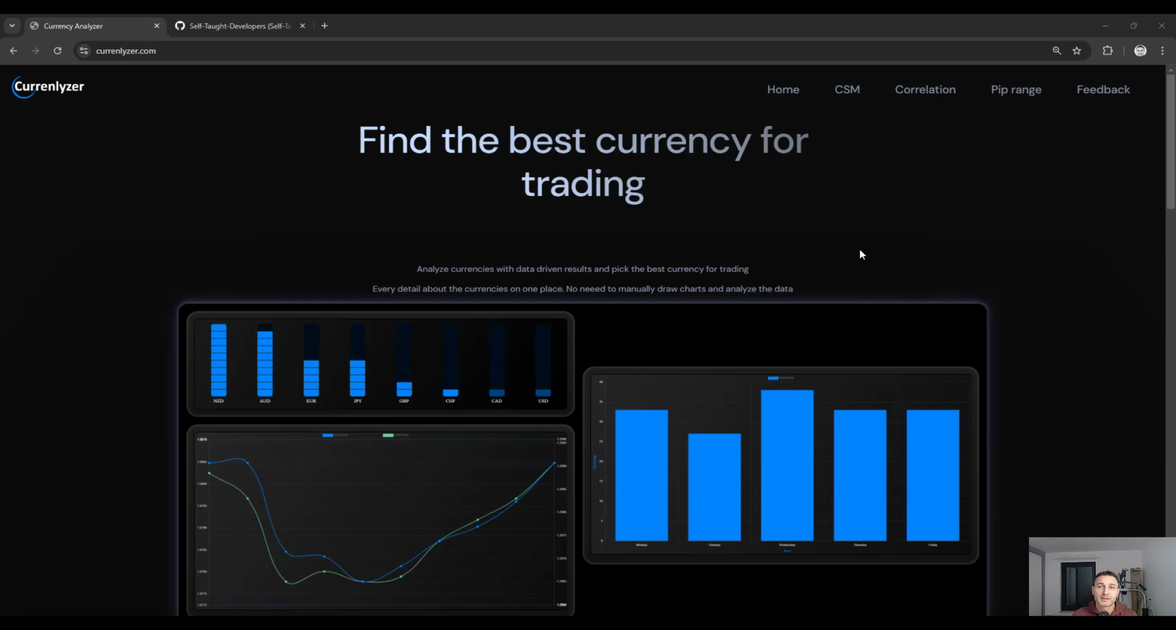This is week 46 since I started working on a self-taught developer website and also a project called Currenlyzer. It is a currency analyzer I have built with Node.js, CSS, HTML and JavaScript. In the backend, I'm now using a PostgreSQL database where I save all the data for fetching from the front end with the Node.js backend.